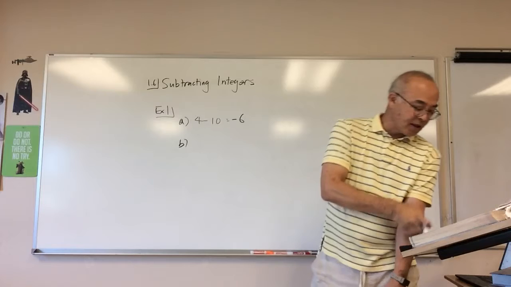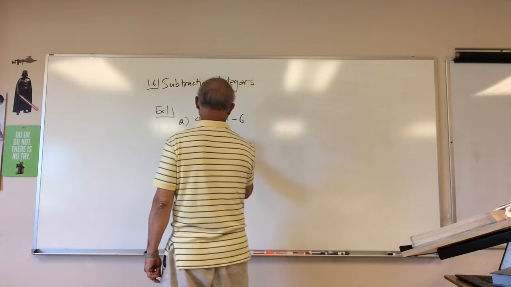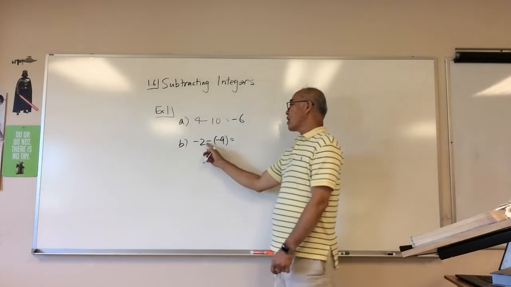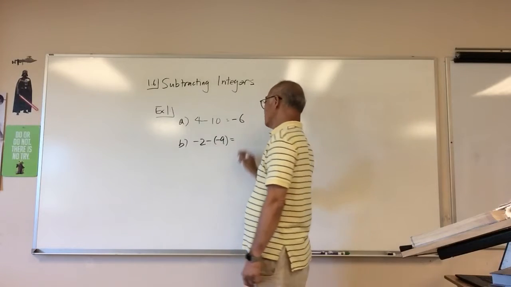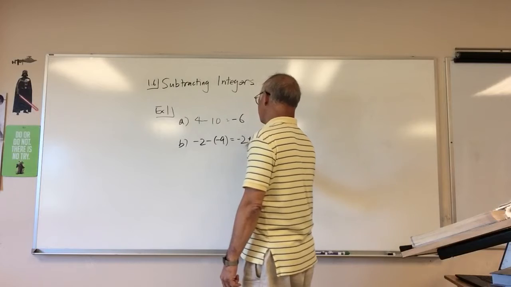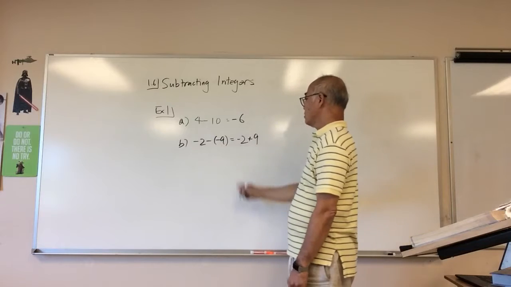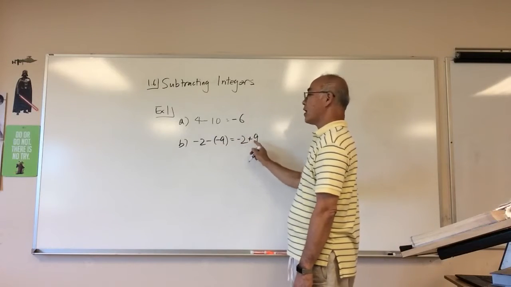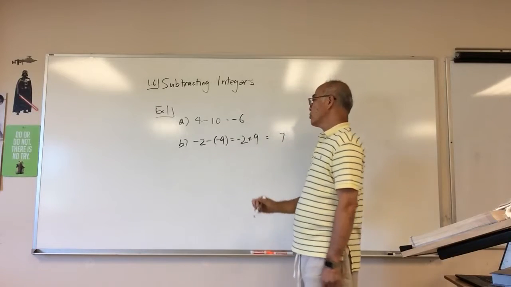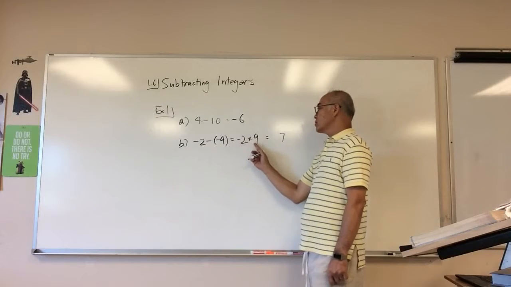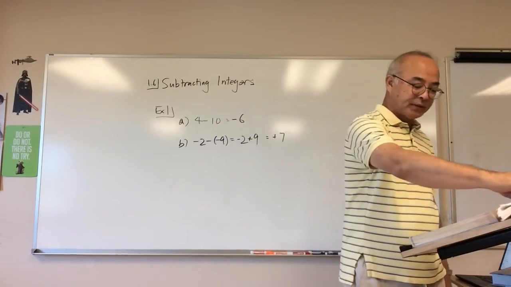B, the question is negative 2 minus 9. So when I am subtracting a negative, or if I have a minus and a minus, these become positives. So this is going to end up like this. This negative becomes positive. Now I have a negative and a positive, so I subtract 2 from the 9, which is going to be 7. Which one is larger? The positive one is larger, so this is a positive 7, or just 7, correct?